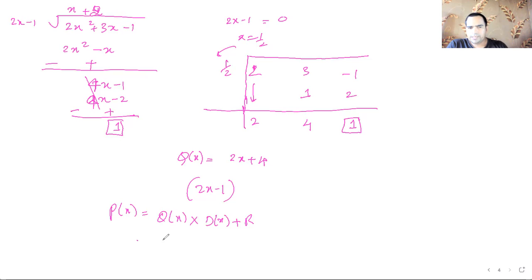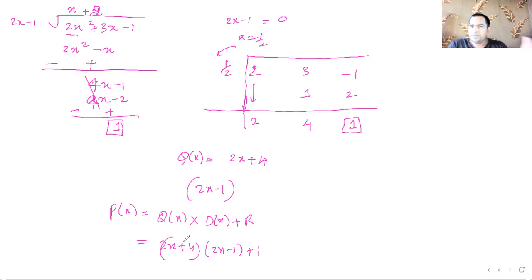Now the quotient I'm taking is 2x plus 4 that I got, the divisor that I had is 2x minus 1, and the remainder is 1. What you notice here is that the resulting polynomial does not give me the same coefficient of x squared that I took in the beginning. Here the coefficient of x squared is 2, and here the coefficient of x squared you'll get is 4. So where did we go wrong?